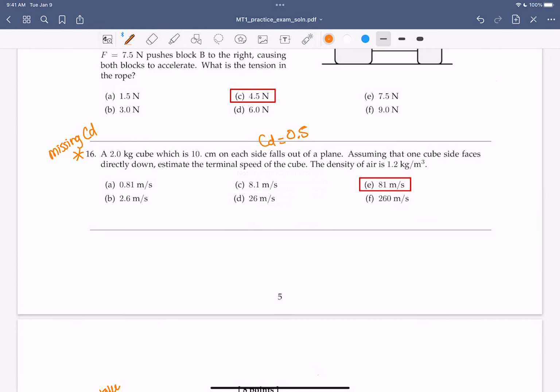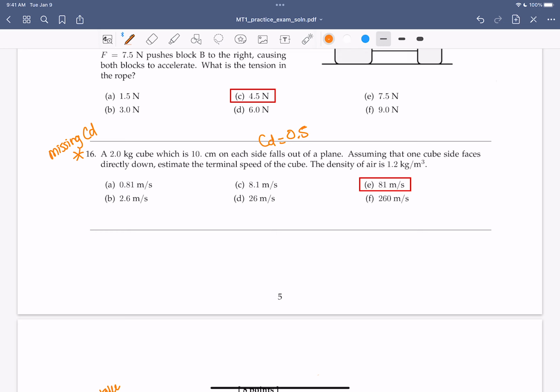Because I have the density of air is 1.2 kilograms per meter cubed, the mass of the cube, and the cross-sectional area. Okay, cool. So a 2 kilogram cube, 10 centimeters on each side, falls out of a plane. Assuming that one cube side faces directly downwards, estimate the terminal speed of the cube. The density of air is 1.2 kilograms per meter cubed.